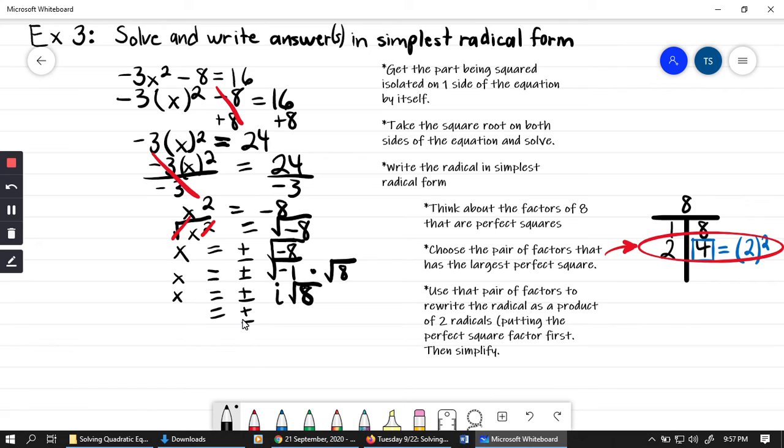So when we rewrite this, we're still going to have the plus or minus, and we're still going to have the i, because it's imaginary, but we're going to replace the square root of 8 using these two factors, the 2 and the 4, but again, we're going to put the perfect square, the 4, first. So we're replacing the square root of 8 with the square root of 4 times the square root of 2.